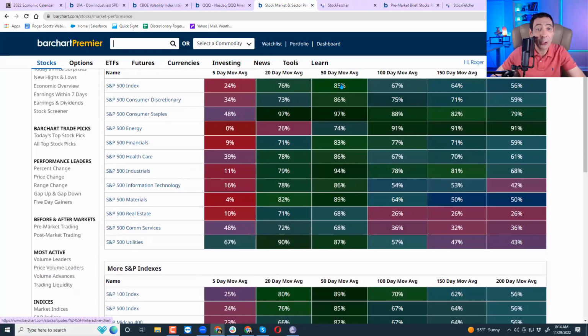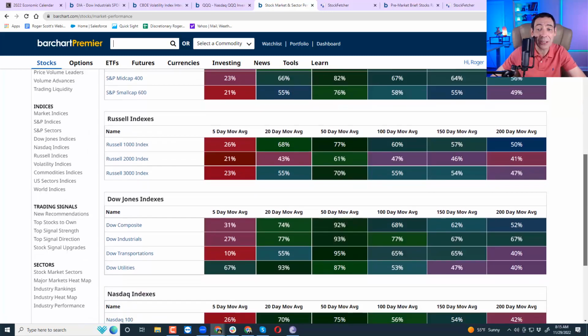And if you look at this right now, remember what I always say: when you see all red here, all green here, but this is somehow fragmented, look, 56, 59, 91 for energies, but then 59, 61, 68, 42, 50, 26, 36, 43. There's not a lot of foundational strength here.